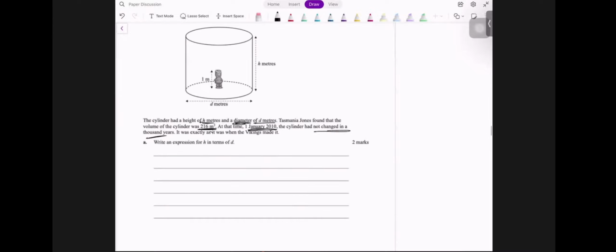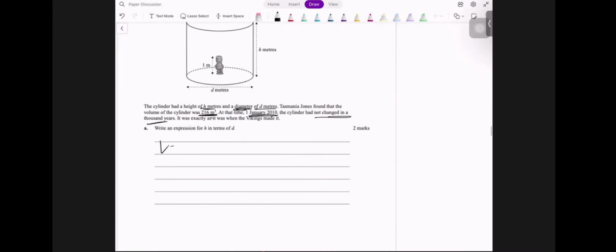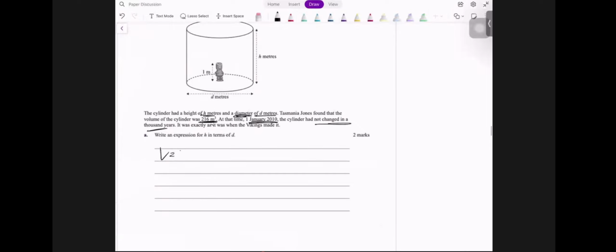Well, if we're given the volume, then we can easily get a relation. The volume of a cylinder is its cross-sectional area times the height. So pi r squared, and the radius is d on 2, so it'll be d squared on 4 times pi h, which is equal to 216. So here you can get h, which is equal to 864 over d squared pi.